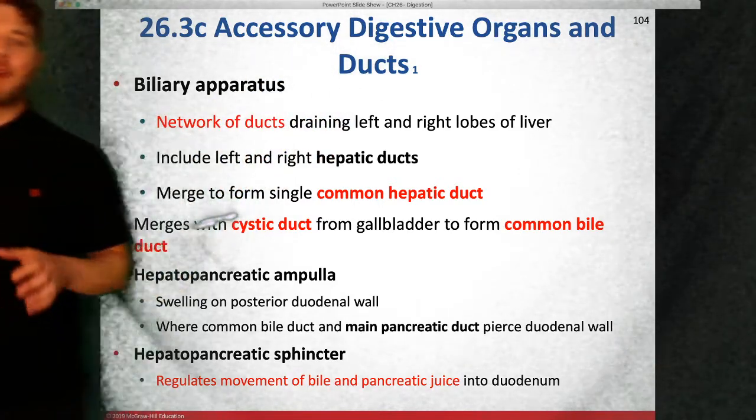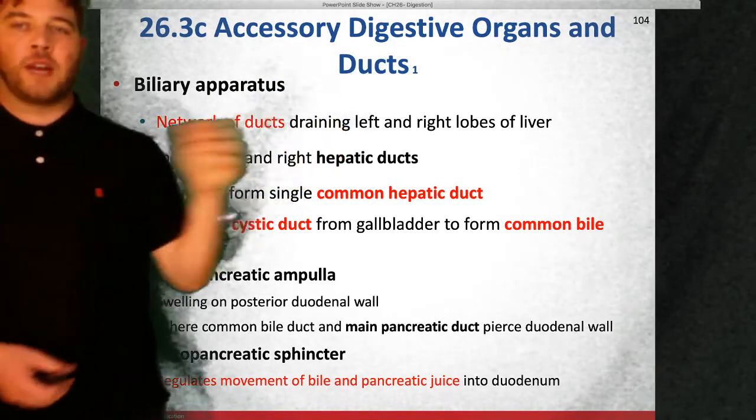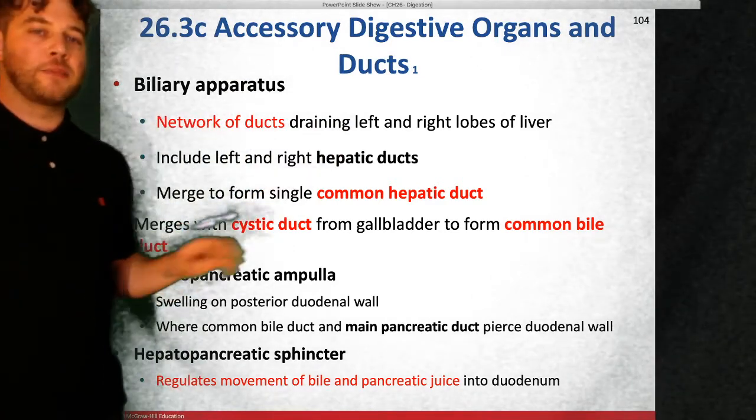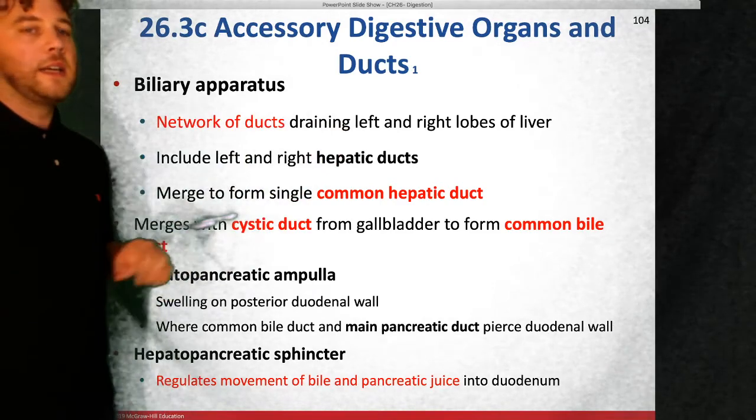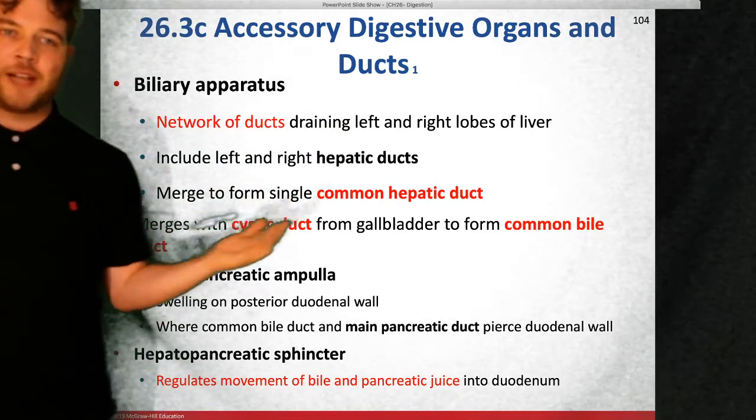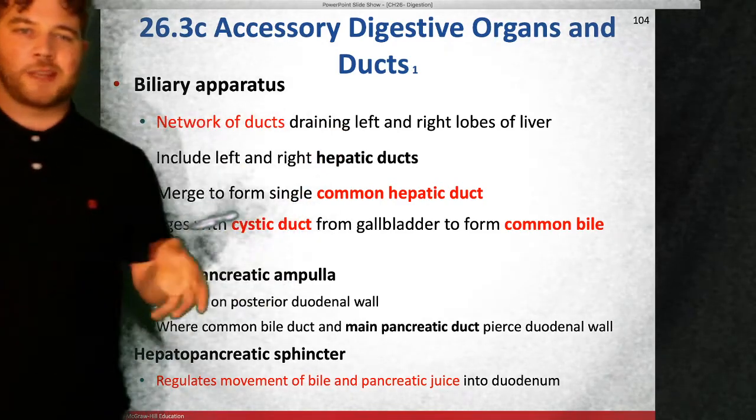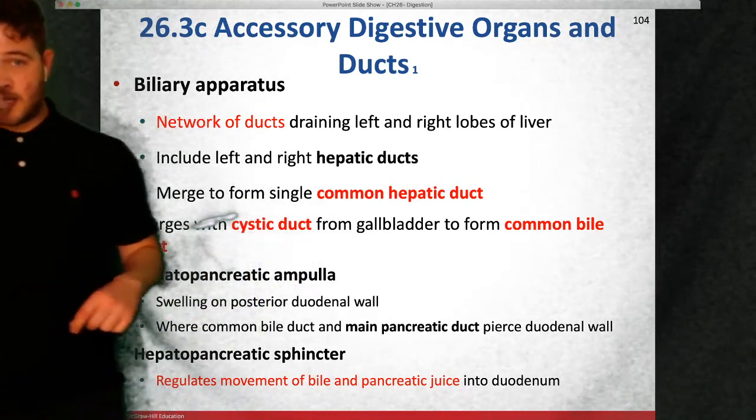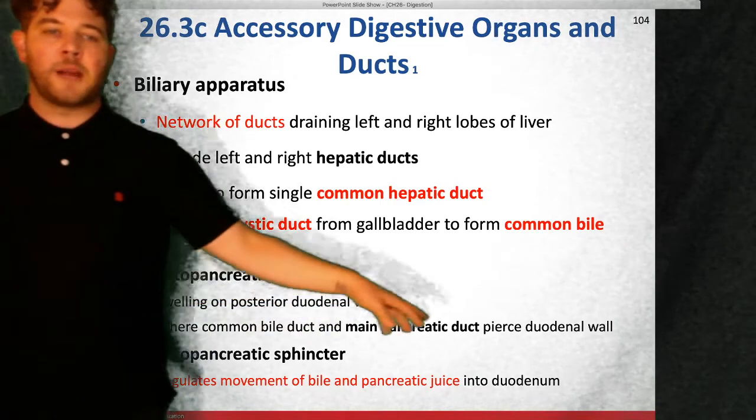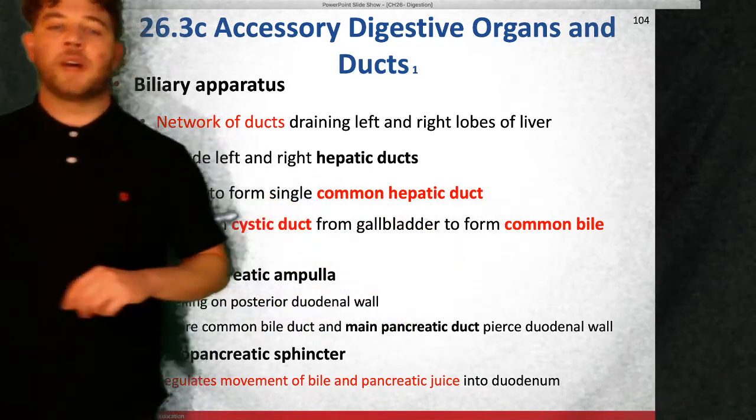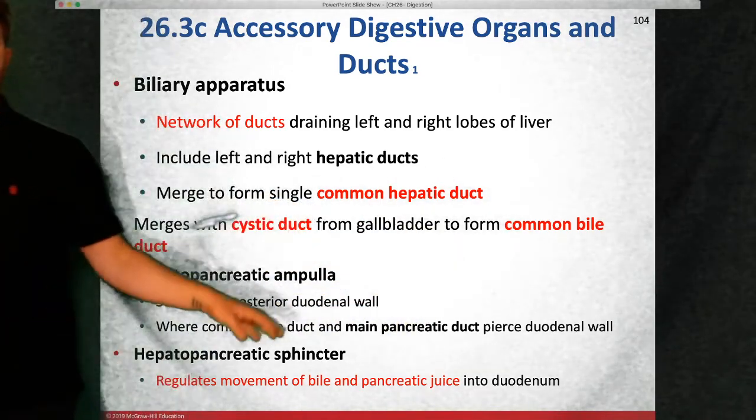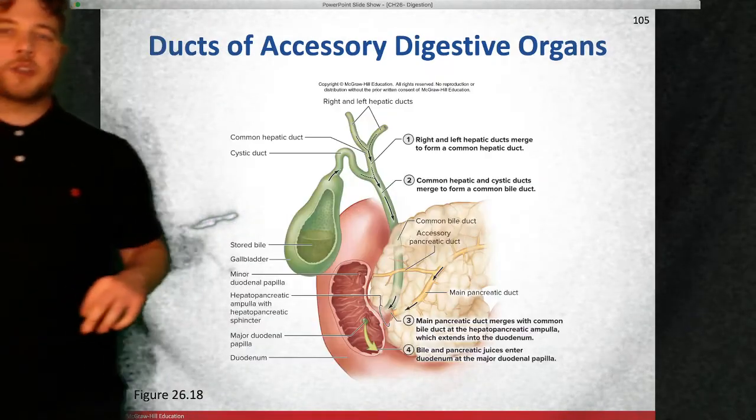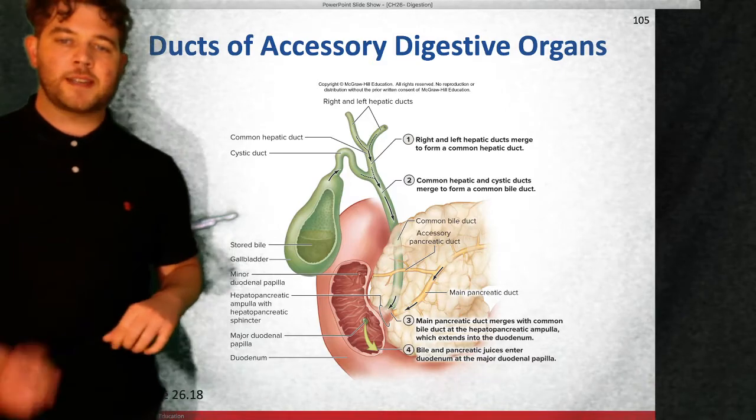The biliary apparatus is a network of ducts draining the left and right lobes of the liver. They include the left and right hepatic ducts that merge to form the common hepatic duct. That merges with the cystic duct to form the common bile duct. We did this all through lab, so I'm not going to spend a whole lot of time. You have the hepatopancreatic ampulla, where the common bile duct and main pancreatic duct go into the duodenal wall, and the sphincter that surrounds the ampulla. There's just a nice little organization of that.